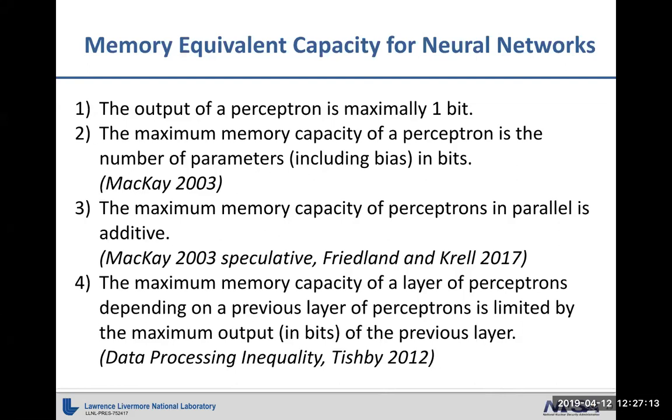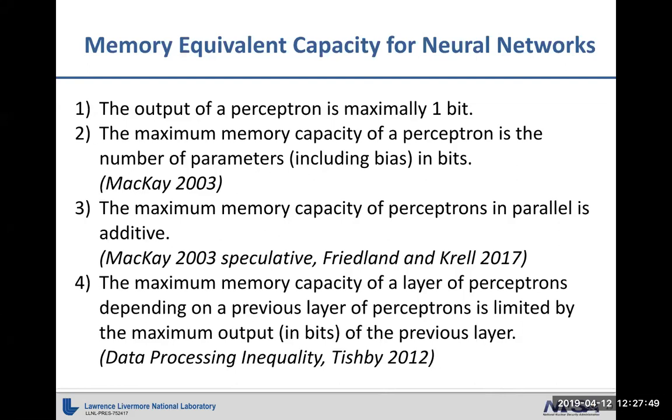But then, and that was a lot harder, what do we do with those layers? How do we stack those layers? And there's a guy called Tishby. He said, hey, you've got to take into account the data processing inequality, which is that you can't create information along the way as you go deeper. It's f of f of f of f of x. And it's like, yeah, well, then we just apply that. So what we do is we say, the maximum memory capacity of a layer of perceptrons, depending on a previous layer of perceptrons, is limited by the maximum output in bits of the previous layer.